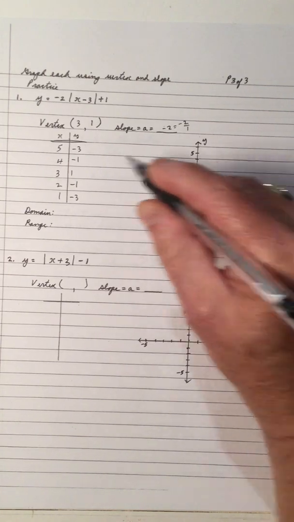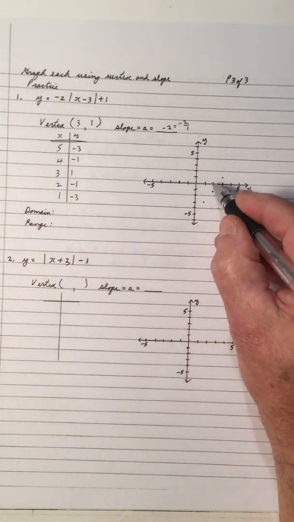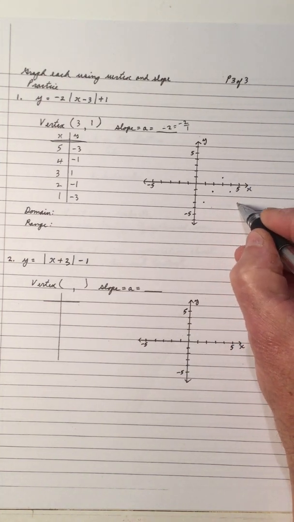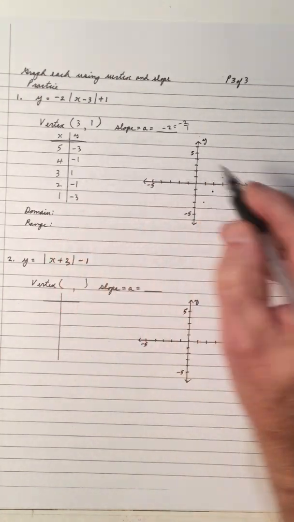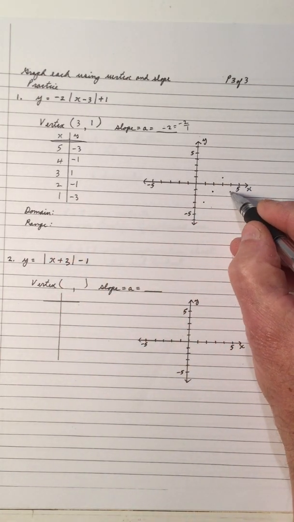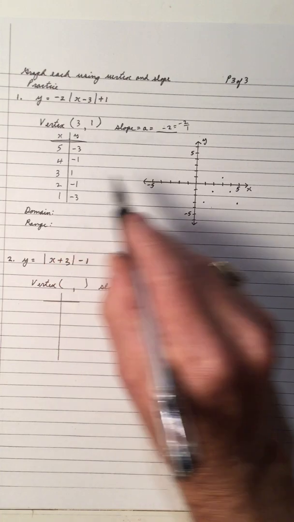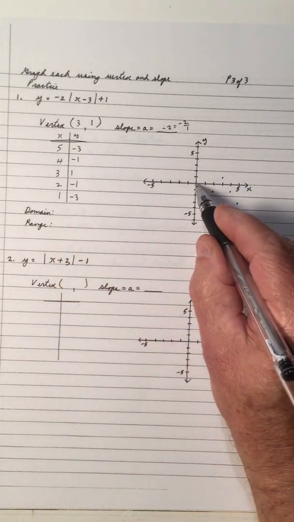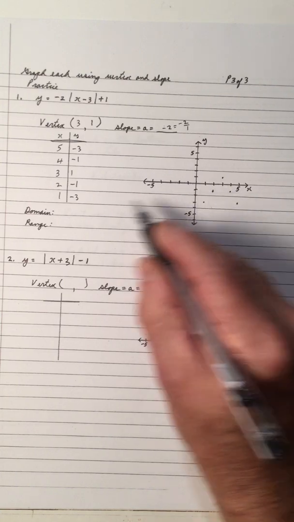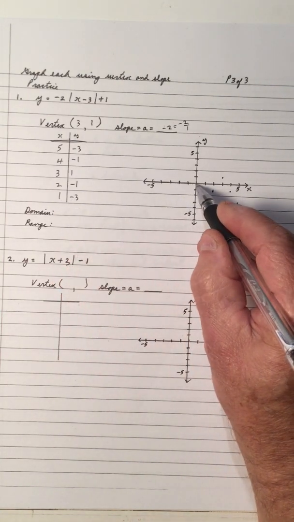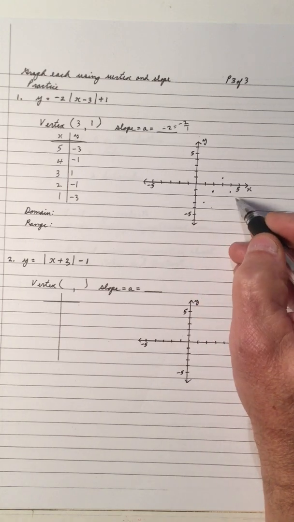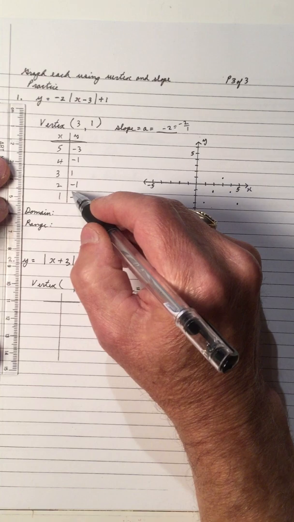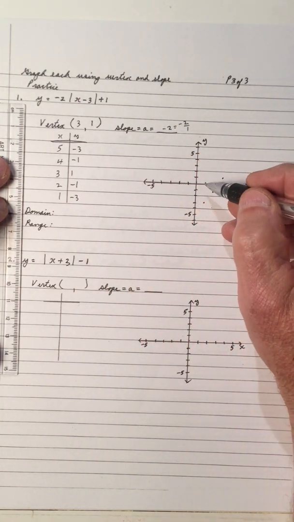So let's check to see these points. So 5, negative 3. 1, 2, 3, 4, 5. Perfect, negative 3. 4, negative 1. 1, 2, 3, 4, negative 1. 3, 1. X is 3, y is 1. 2, negative 1. X is 2, negative 1. X is 1, negative 3. Perfect. So because I plotted my table of values, I'm checking with my slope.